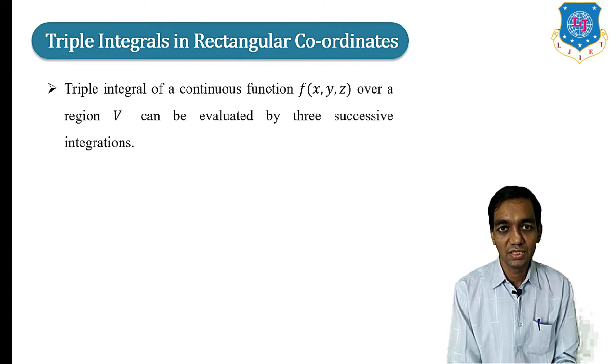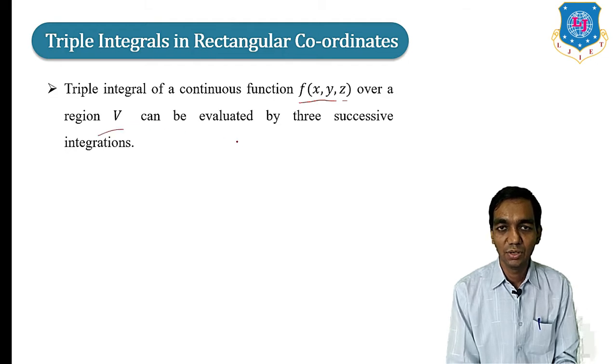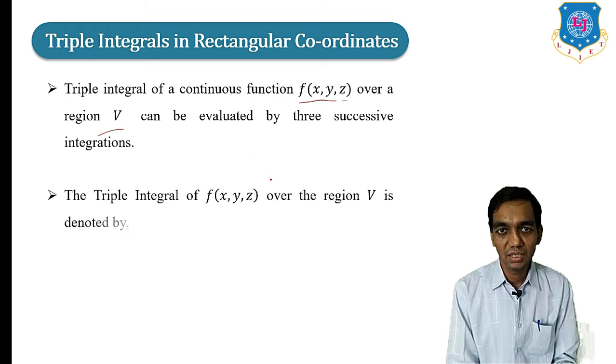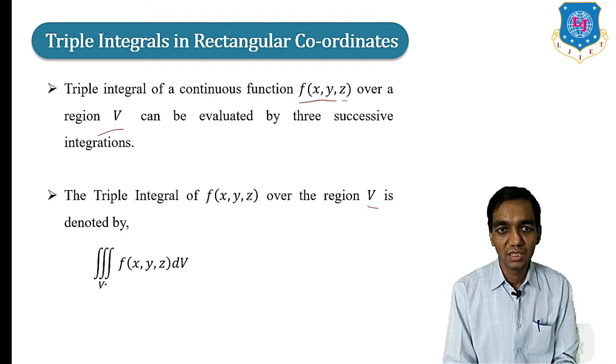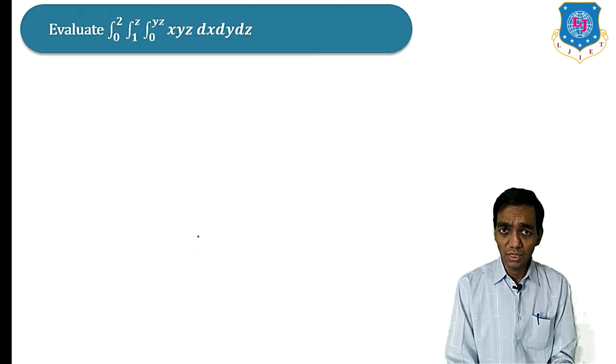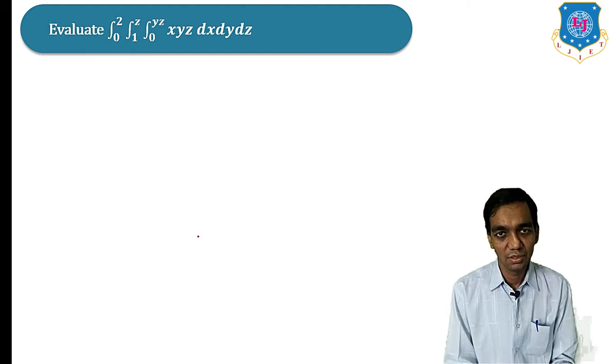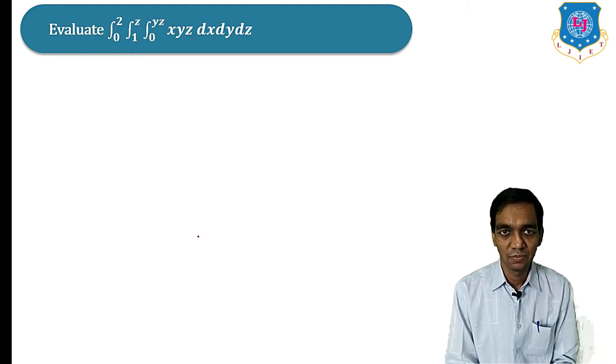Suppose you have given f is any surface with three variables x, y, z over a volume region capital V, then it can be evaluated by three successive integrals. Now triple integration over volume V is denoted by triple integration V, f of x, y, z dV. Correct? Now, two types are there. As we have taken in a double integration, either limits are given or limits are not given.